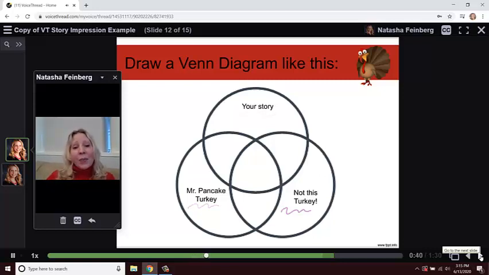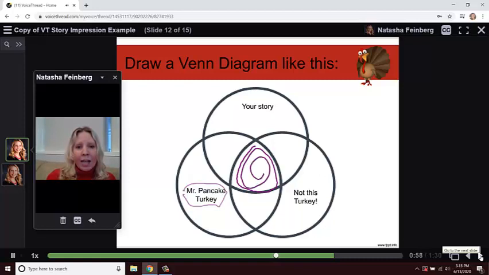Okay, so you have your Venn diagram set up. Remember, where they are over on the side, you're putting things that are just about that story. But where they overlap, they have to share things in common. In the middle here, you're going to put things that all three of those stories have. They all have a turkey. So right now you should take your pencil and write turkey right there in the middle. Go ahead, fill in your Venn diagram.